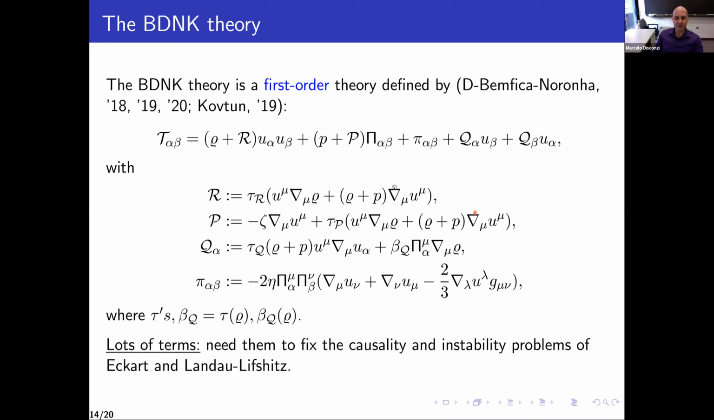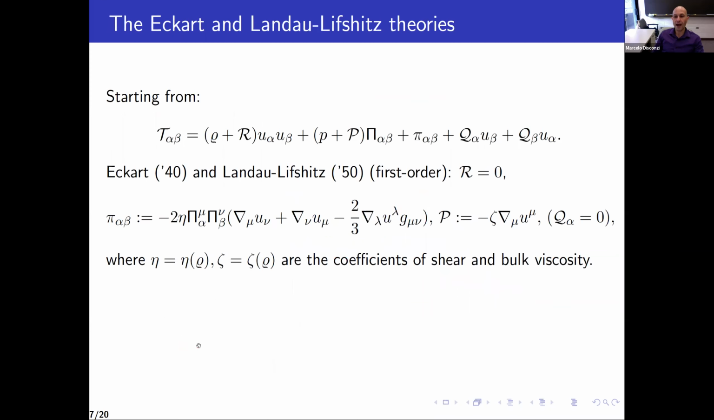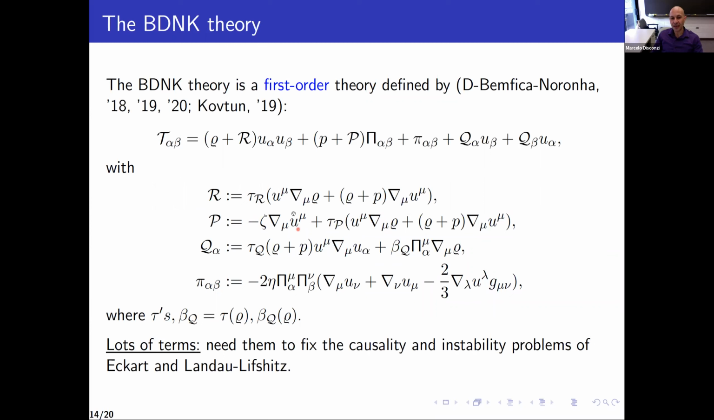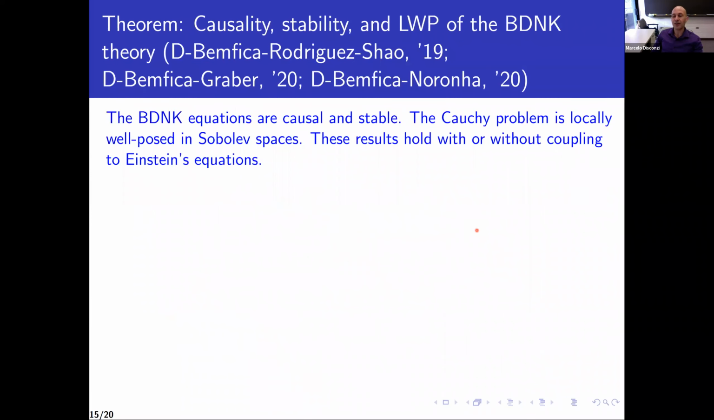Now, you see that there are several terms. Just to compare with the other first-order theory, if you go back to Landau-Lifshitz, you look, for example, at the viscous correction to the pressure. For Landau-Lifshitz it was something very simple, the divergence of u with a certain coefficient. In the BDNK, you still have the same term, but you have all this extra junk. And it turns out that all this extra junk that makes the equation very complicated, you actually need to enforce causality. So as I said, let me first state what we can prove, and then later on I'll tell you where these expressions are coming from.